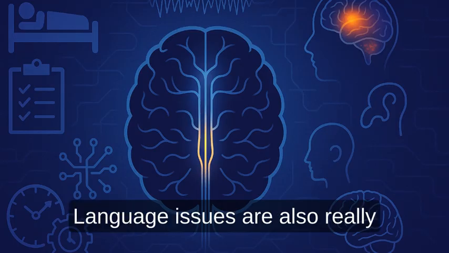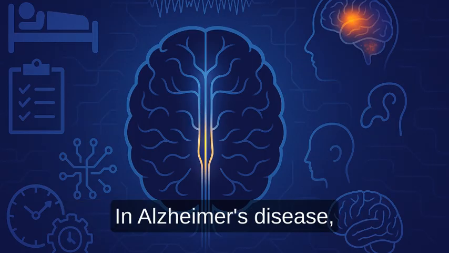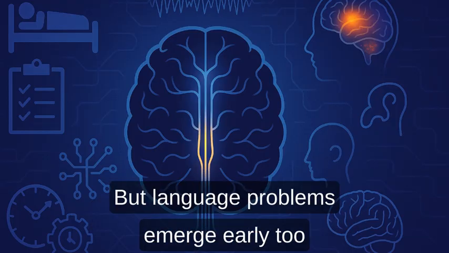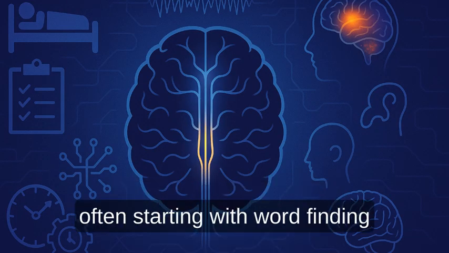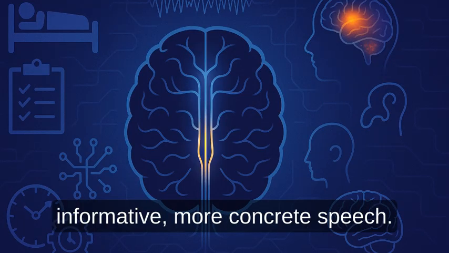Language issues are also really common in dementia, aren't they? Yes, definitely. The patterns vary. In Alzheimer's disease, typically memory goes first, but language problems emerge early too, often starting with word-finding difficulties, anomia, and less informative, more concrete speech.